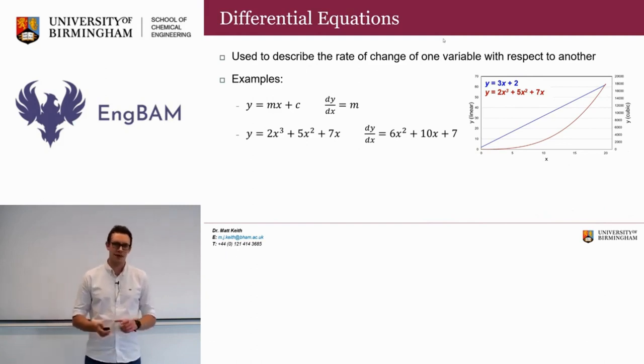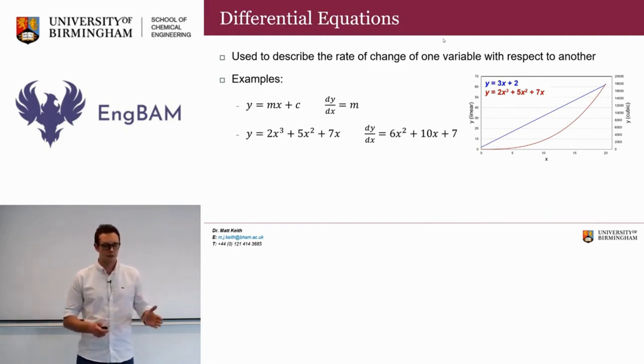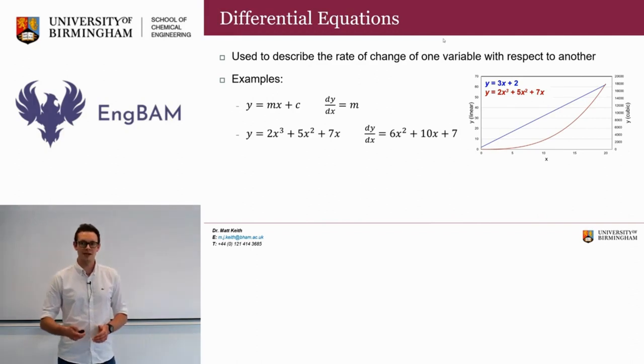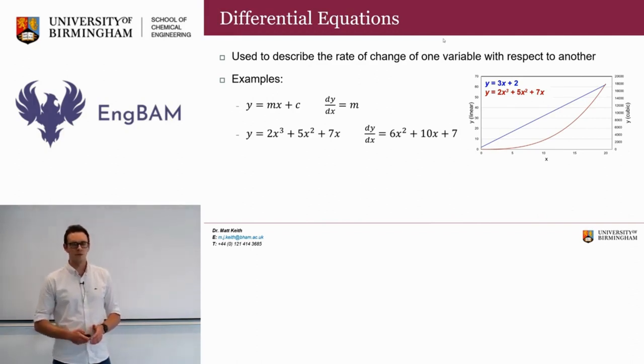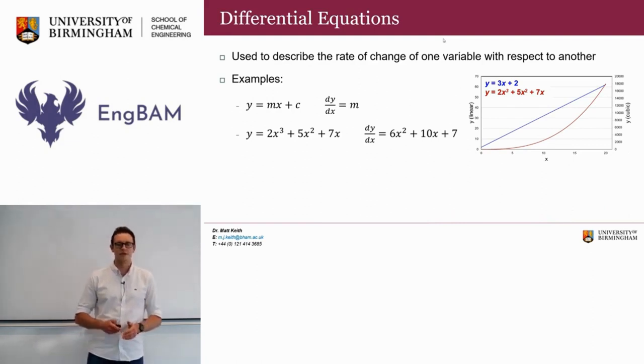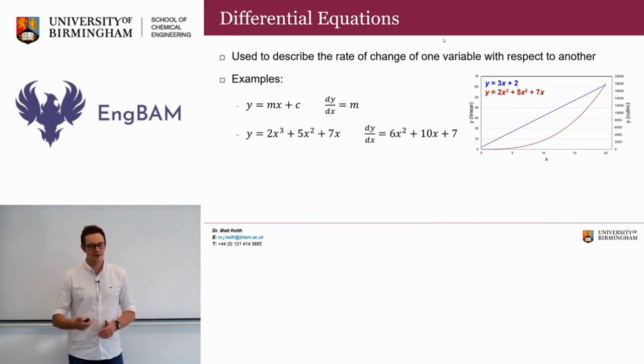There's two ways of thinking about it. Either we have an equation for y, and then dy by dx gives us an equation for the gradient of the line, or the other way of thinking about it is we have an equation for y, and dy by dx tells us how fast y changes when we change x.